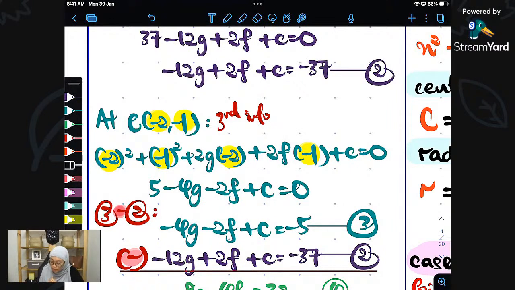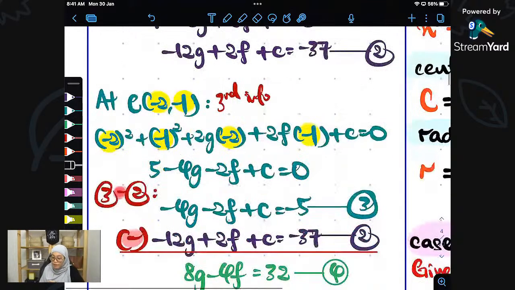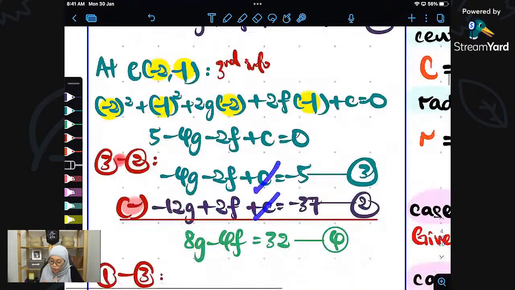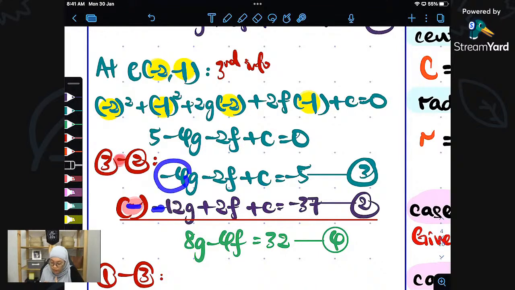Equation 2 minus equation 3 minus equation 2. Okay, I minus it so that I can eliminate my C. Okay, I eliminate my C there. So I got what? Negative 4 plus, no, negative 4 minus minus, which is plus 12. Gonna give me 8. Alright, careful there.